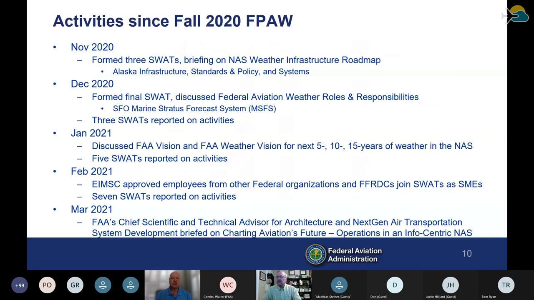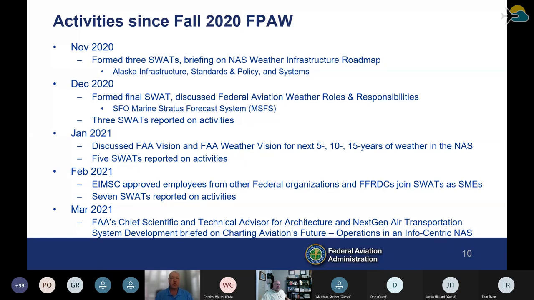So since the fall 2020 FPAW meeting, here's what we've done. In November, we formed 3 more SWATs. We briefed on the NAS weather infrastructure roadmap. So what we try and do, instead of just talking about problem statements and going through the SWAT outbriefs, is provide special briefings at the request of COI members or things that we think might be important and affect the COI. The SWATs that we stood up were Alaska Infrastructure, Standards and Policy, and Systems.